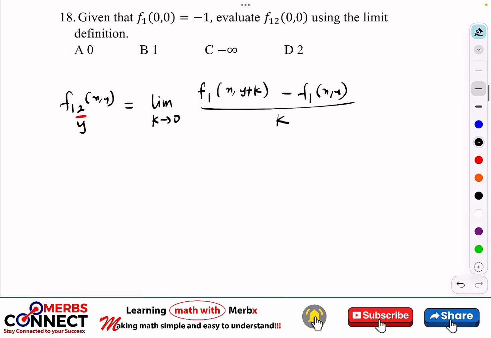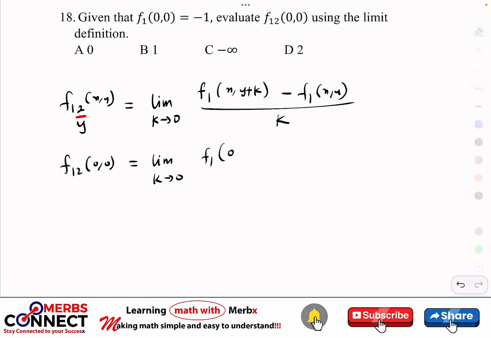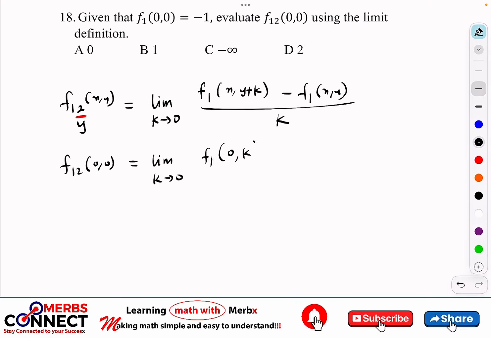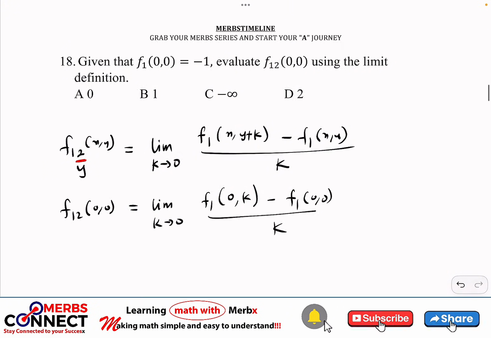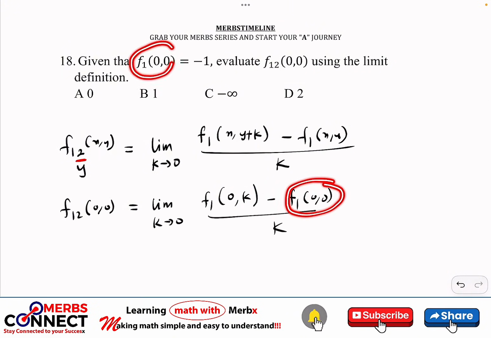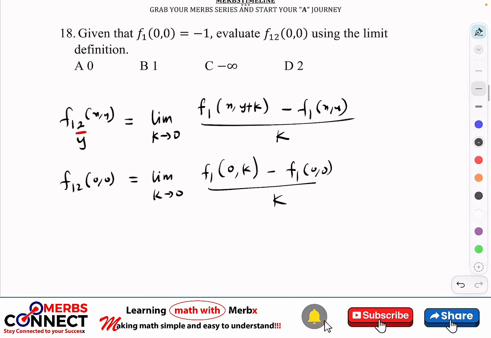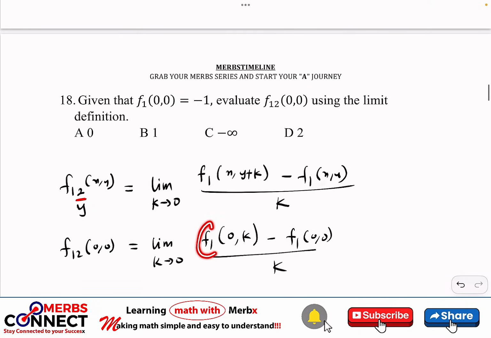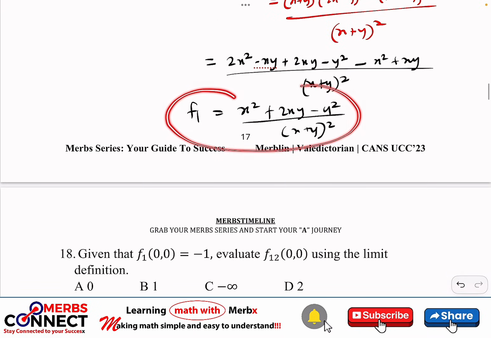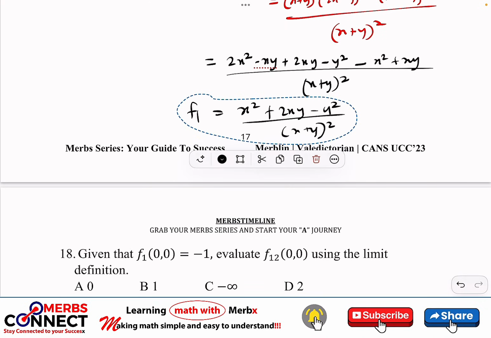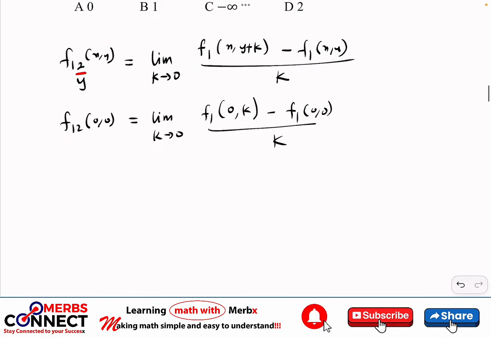So now we need f of 1, 2 of 0, 0. So this is going to be a limit. K is approaching 0 of f1 of 0. And when I plug in 0 here, this one will be left with just k minus f1 of 0, 0 divided by k. But thank God we have this guy, which is here, which is minus 1. So we need this guy. But f1 is given to be this. So let's just lift this guy, copy it, and just place it here.